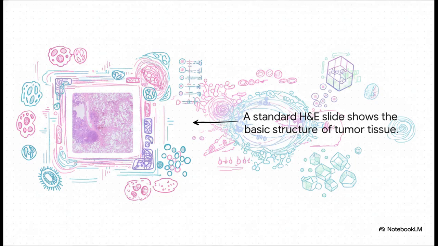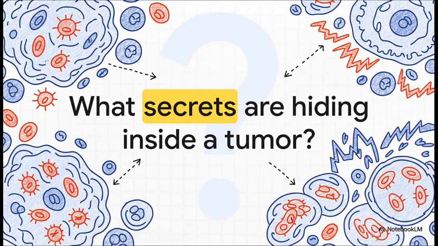So this right here, this is the standard view. It's what's called an H&E stained slide. Now, pathologists look at thousands of these. It shows them the basics, the structure and shape of the tissue. But what you're seeing here is just the tip of the iceberg. This simple pink and purple image is holding on to a ton of secrets it just can't show us on its own.